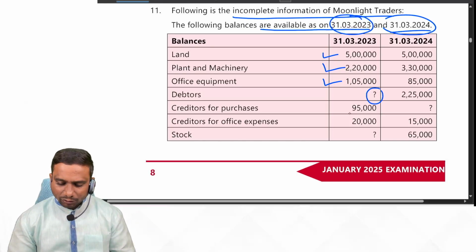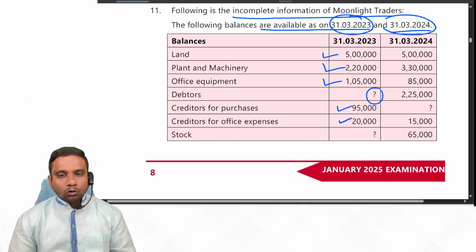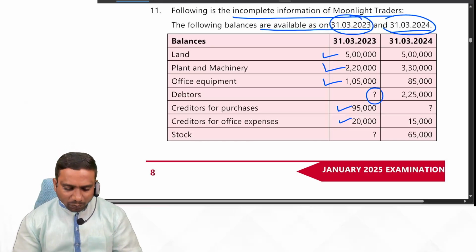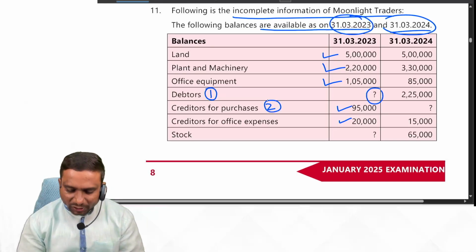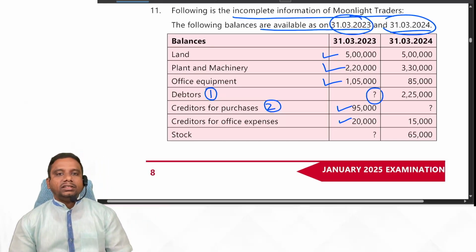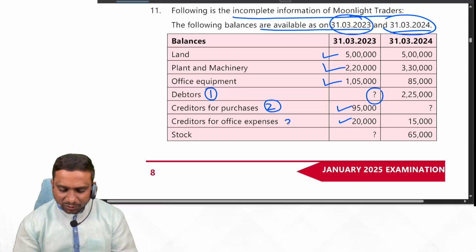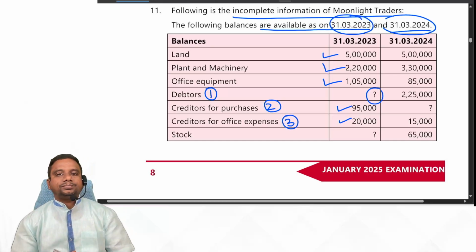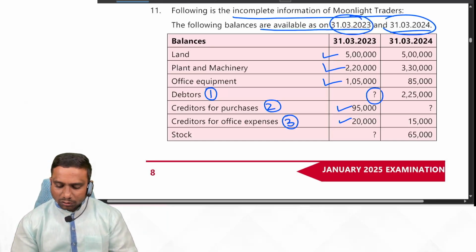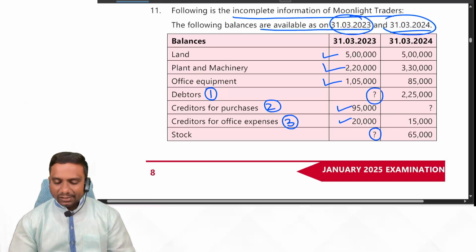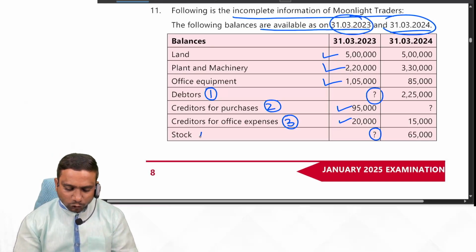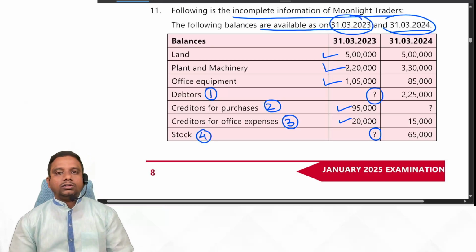Next, creditor for purchases, opening balance sheet. Creditor for office expenses, opening balance sheet liability. And surprisingly, you have to prepare debtor account as working note and creditor account as working note. At the same time, creditor for office expenses also as working note. Next, stock, they didn't give opening stock. So you have to prepare it. You should identify opening stock also.